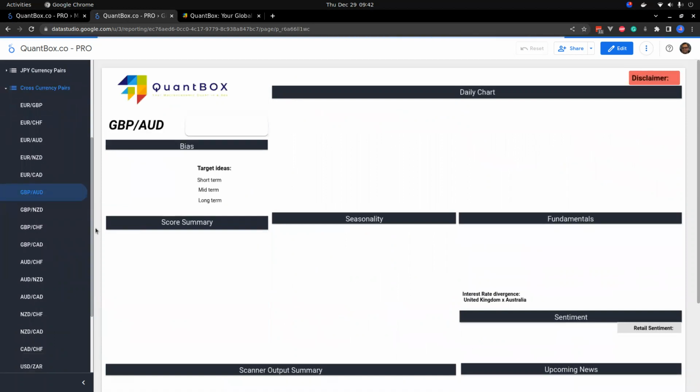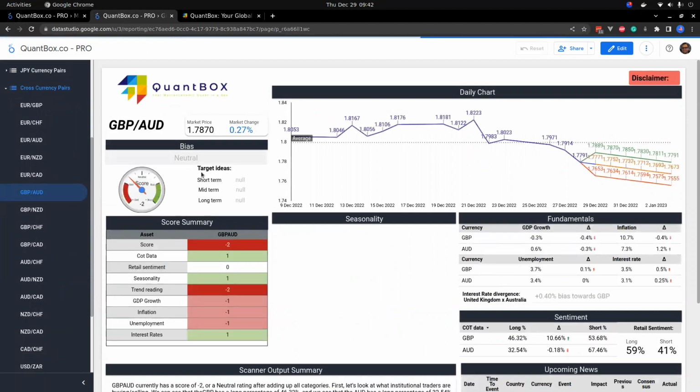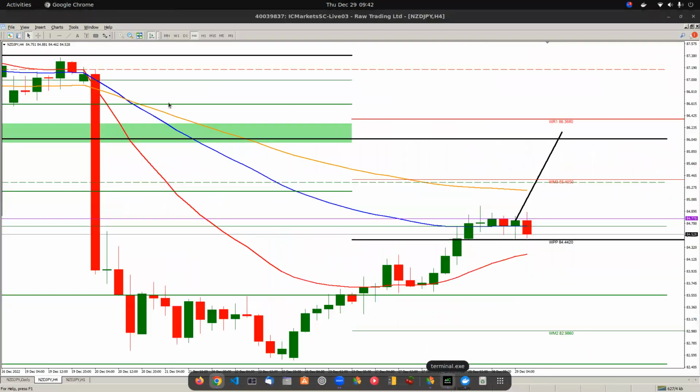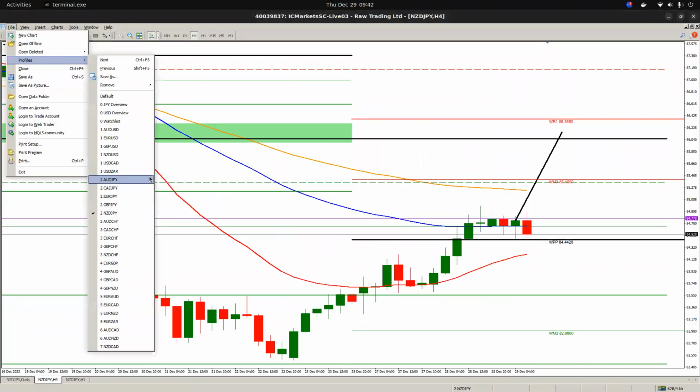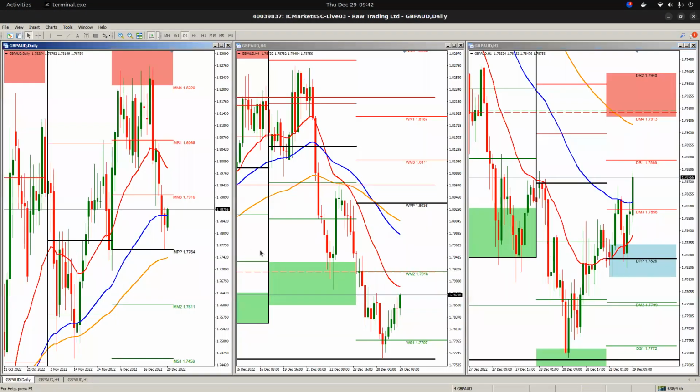So pound Aussie, from an overall fundamental bias perspective, is neutral. So you then look at technicals and say, well, can I trade pound Aussie? Jumping into pound Aussie over here, looking at your daily, you can see price has come down. Can you continue the sell?